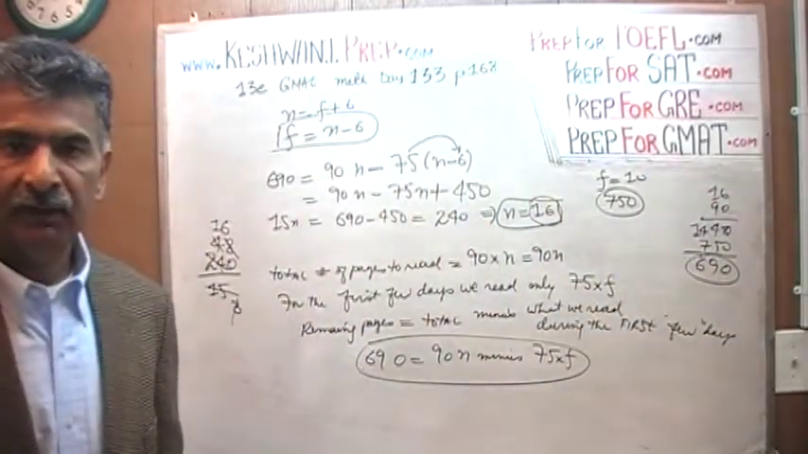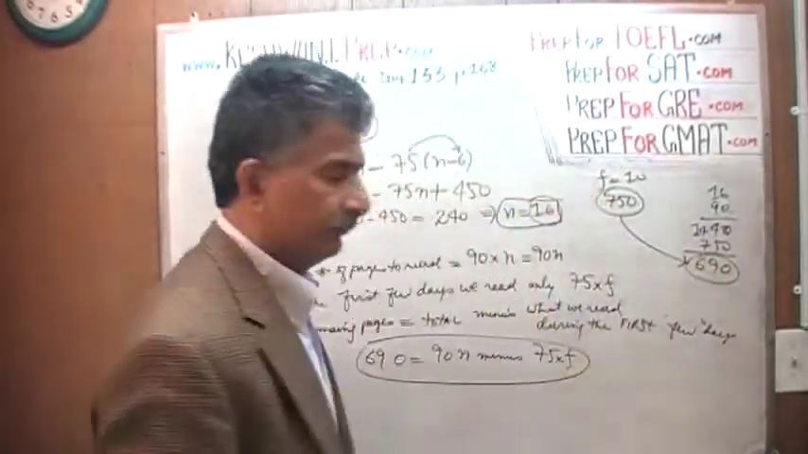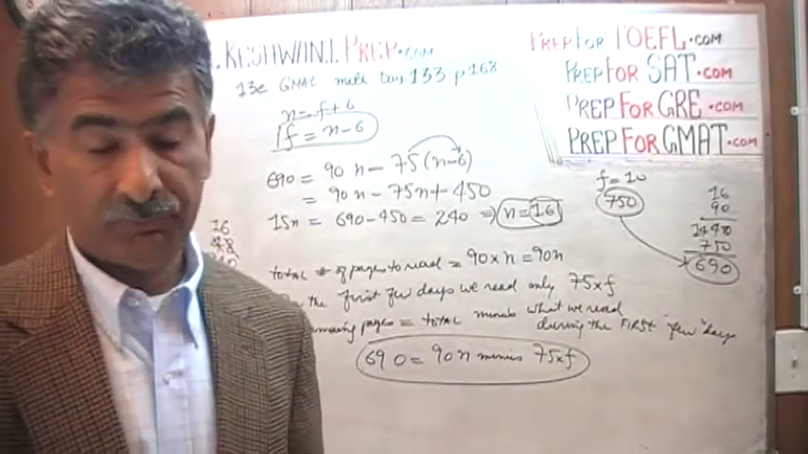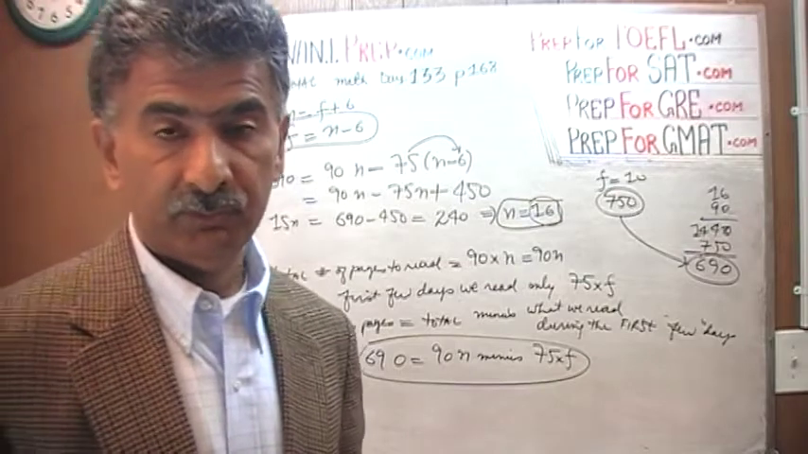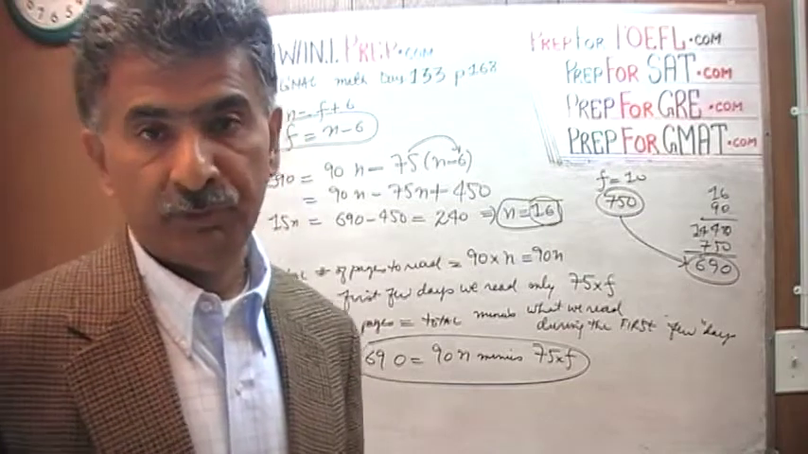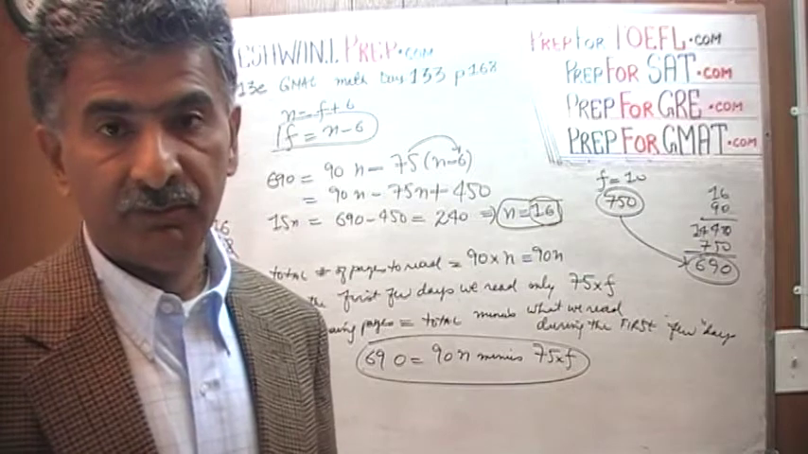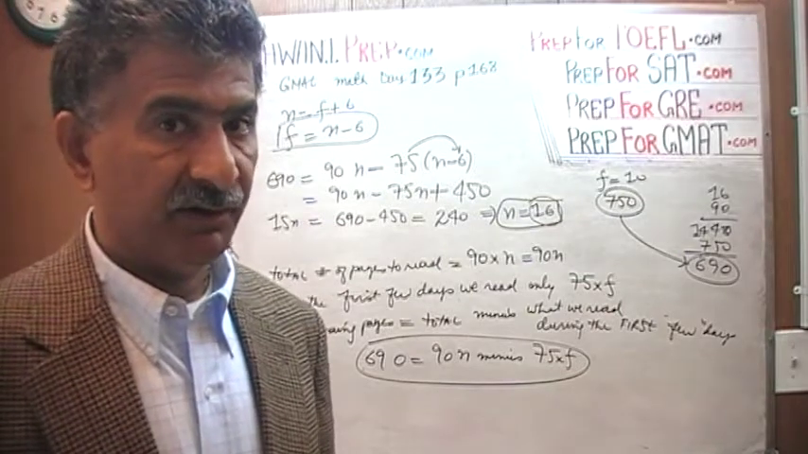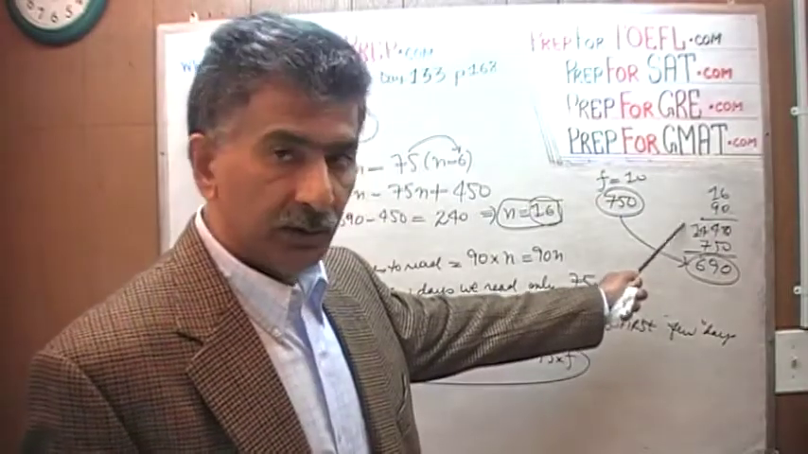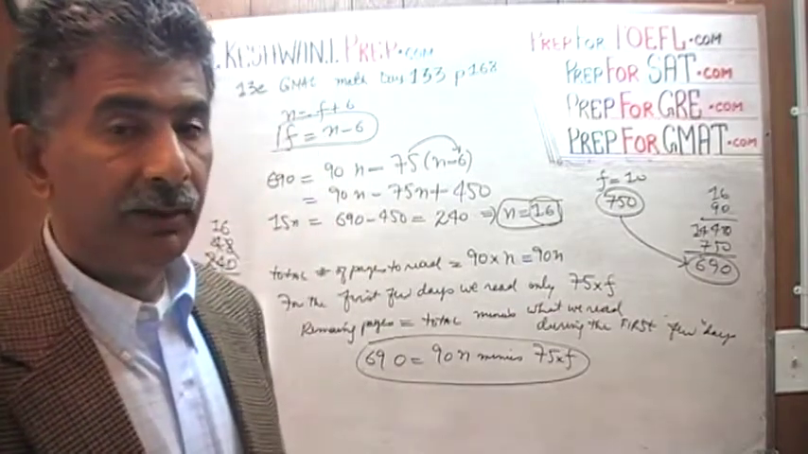Leaving us with a grand total of 690 pages to read during the last 6 days, which is of course well over 100 pages per day. And the reason we have to read well over 100 pages per day is because we did not keep up with our schedule. Our schedule was to read 90 pages per day. We only read 75 pages per day for the first 10 days, so we only read 750. You have to read a total of 1440. 1440 minus 750 leaves you 690 pages to read during the last 6 days.